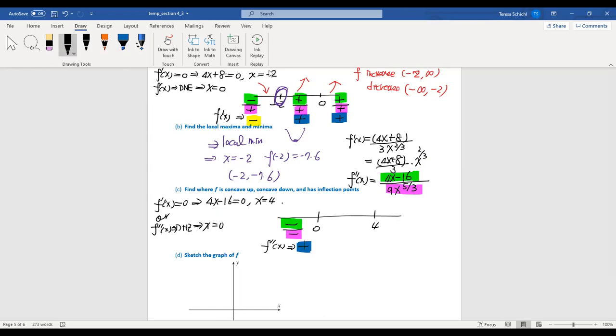Okay, so let's try one more from 0 to 4. I choose 1. If you choose 1, the numerator is negative. But here, this is x to the 5/3, so this is positive. So what is the overall?